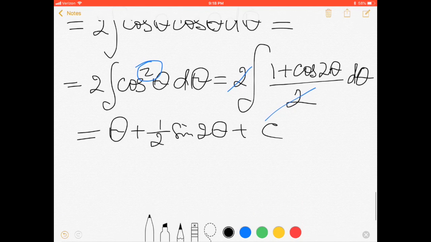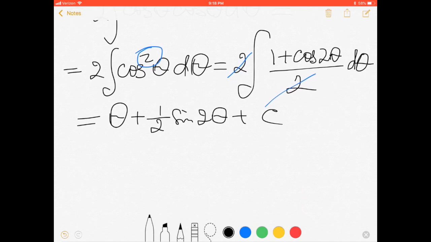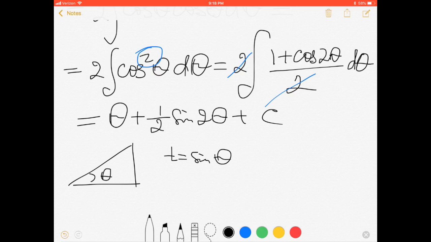Okay, go back. You remember your substitution? Triangle theta, and we have t equals sine theta. This means here you have t, and the hypotenuse is 1. Okay, great. But I need sine 2 theta.